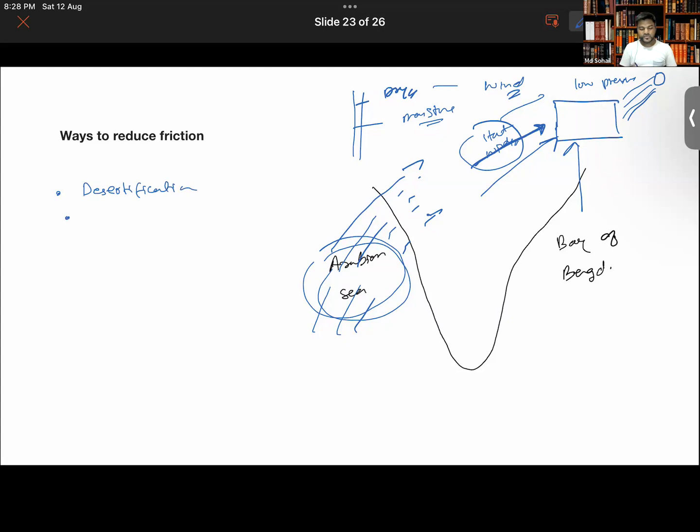Desertification is a condition where there's no rainfall for a prolonged period of time. Getting it? So these all lead to drying of the plants. Warm winds.